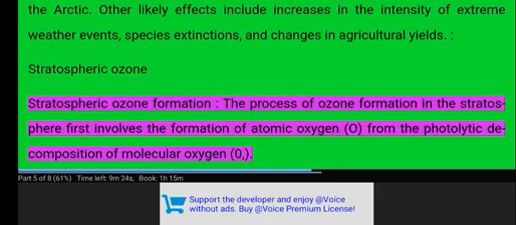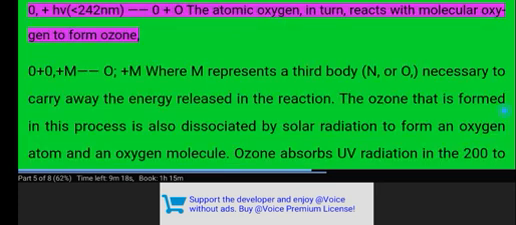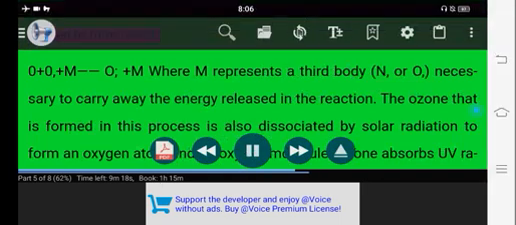Stratospheric ozone. Stratospheric ozone formation. The process of ozone formation in the stratosphere first involves the formation of atomic oxygen, O, from the photolytic decomposition of molecular oxygen, O2. O2 + hν (λ < 242 nm) → O + O. The atomic oxygen, in turn, reacts with molecular oxygen to form ozone. O + O2 + M → O3 + M, where M represents a third body, N2 or O2, necessary to carry away the energy released in the reaction.